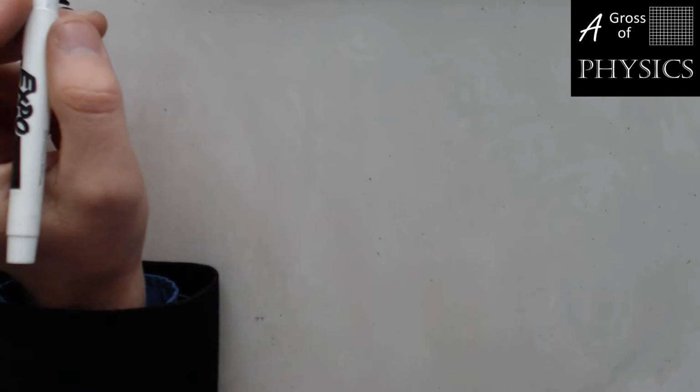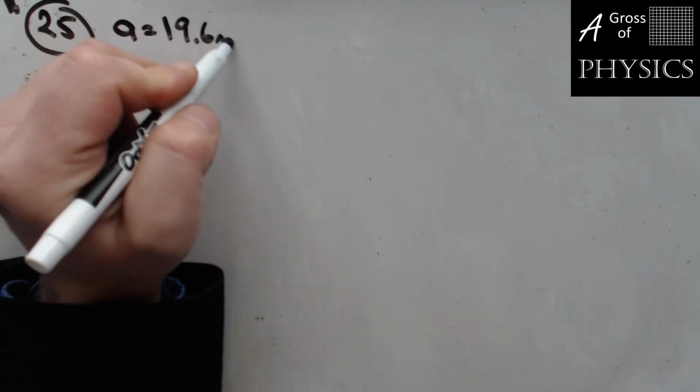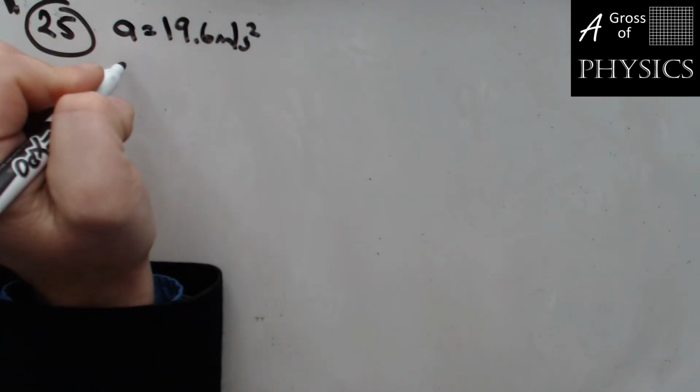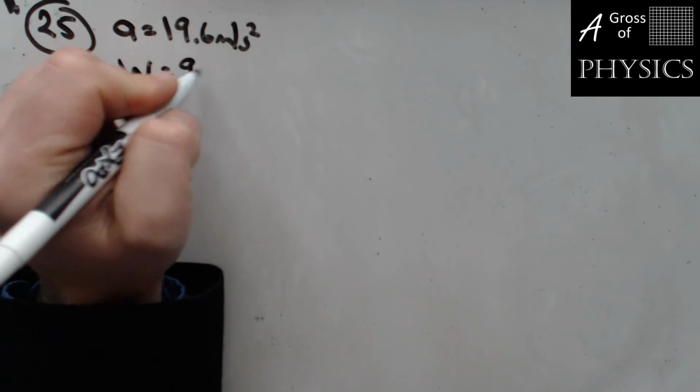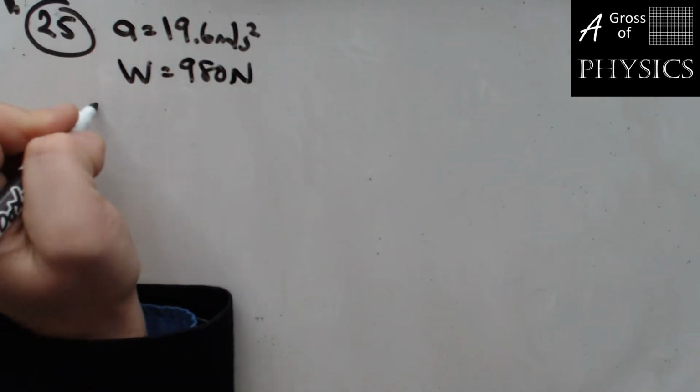All right, 25. The acceleration of gravity on planet X is 19.6 meters per second squared. We have the weight is 980 newtons. What's the mass? All right, F equals ma.